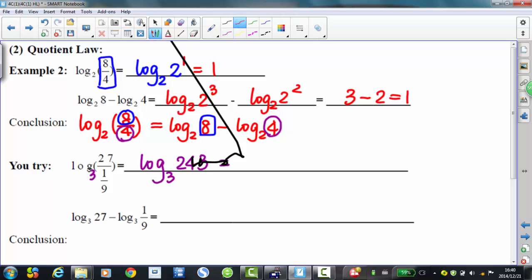So this one will be log base 3 of 243. 243 is 3 to the power of 5, so this log value is 5. Okay, let's look at the minus one.